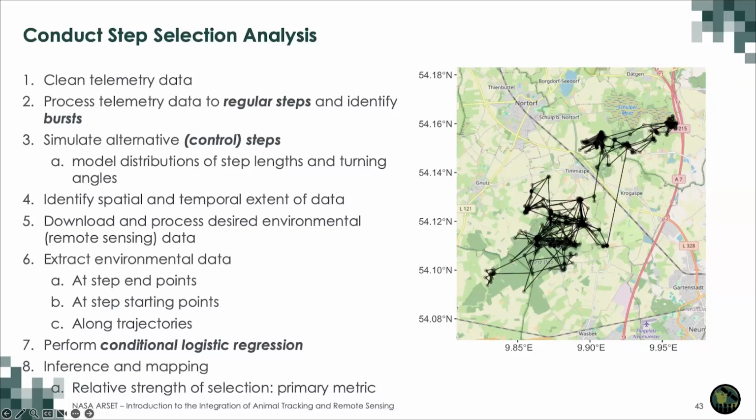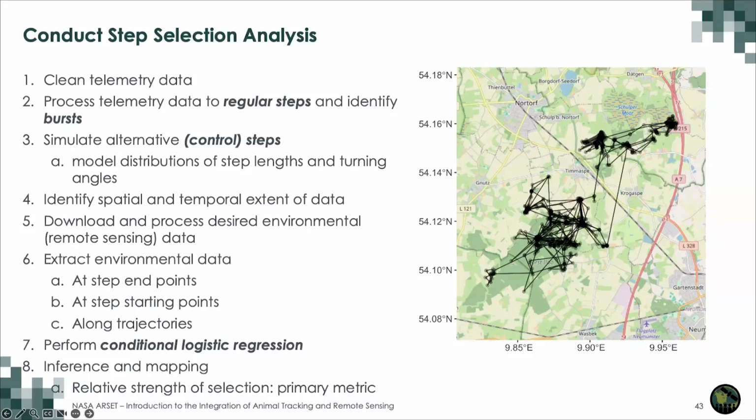The next step is to simulate alternative or control steps. These are like absence points in a species distribution model. And these simulations are based on models of distributions of step lengths and turning angles in the tracking data. We're then going to identify the spatial and temporal extent of the data and use that to download and process the desired environmental data, in this case from remote sensing.